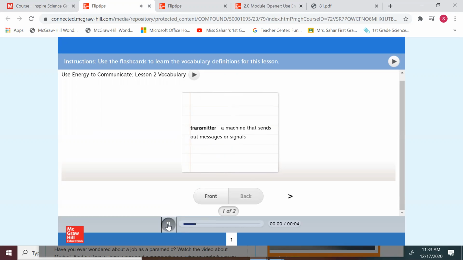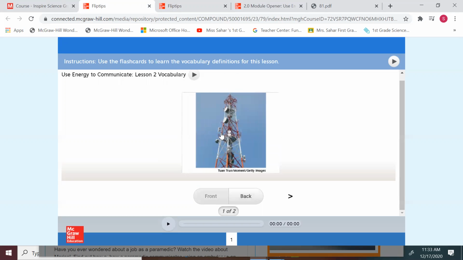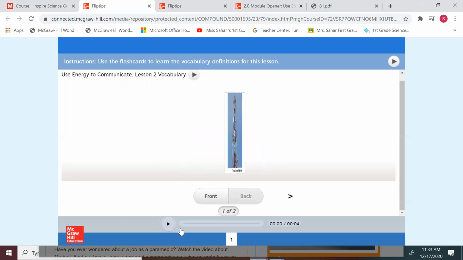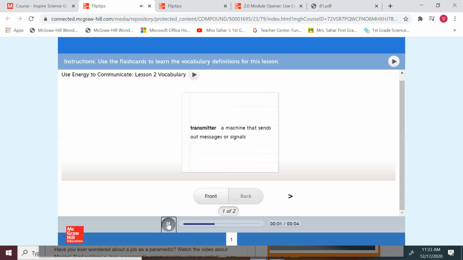Transmitter. Transmitter, a machine that sends out messages or signals. So this is a machine that will send a message or signals. One more time, look at the picture. Transmitter. So this is a machine that sends the message and the signal. Let's listen. Transmitter, a machine that sends out messages or signals.